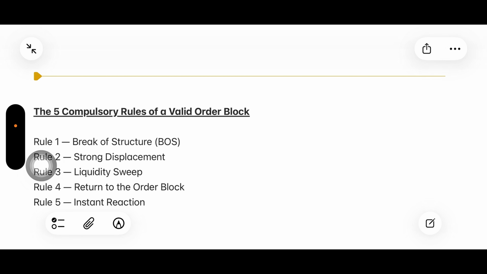Valid: one bounce up quickly. Fast reaction, valid break order block. While slow chop, weak order block.